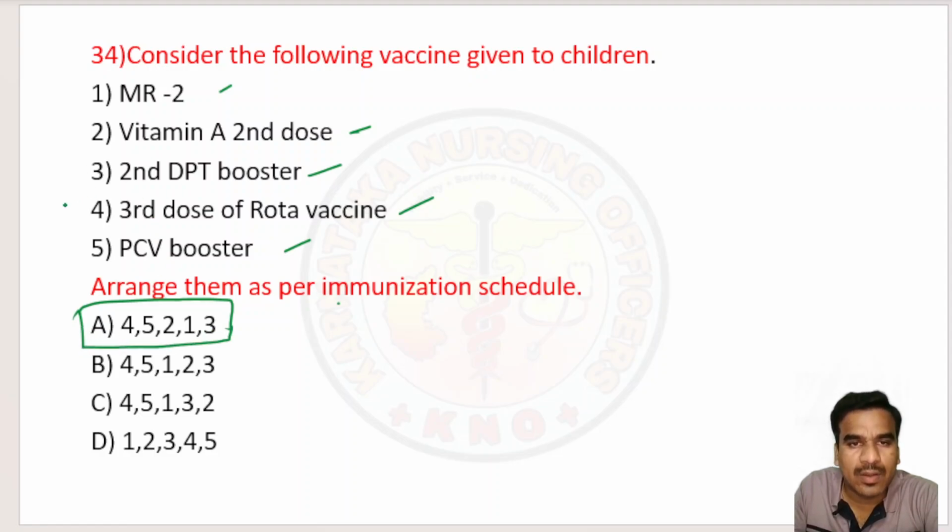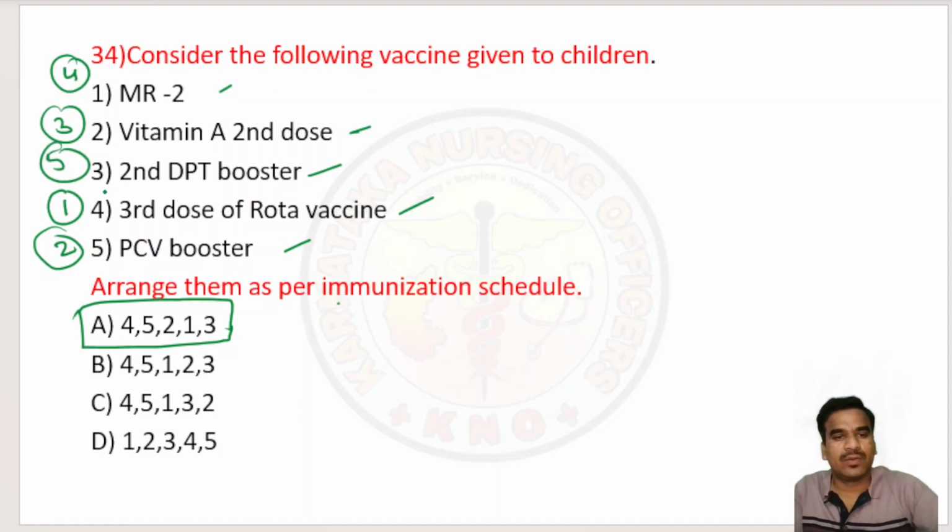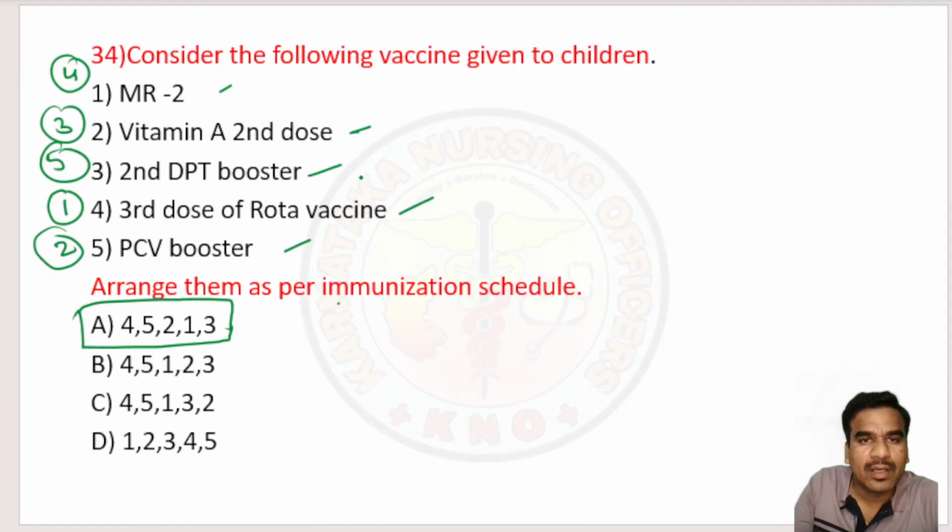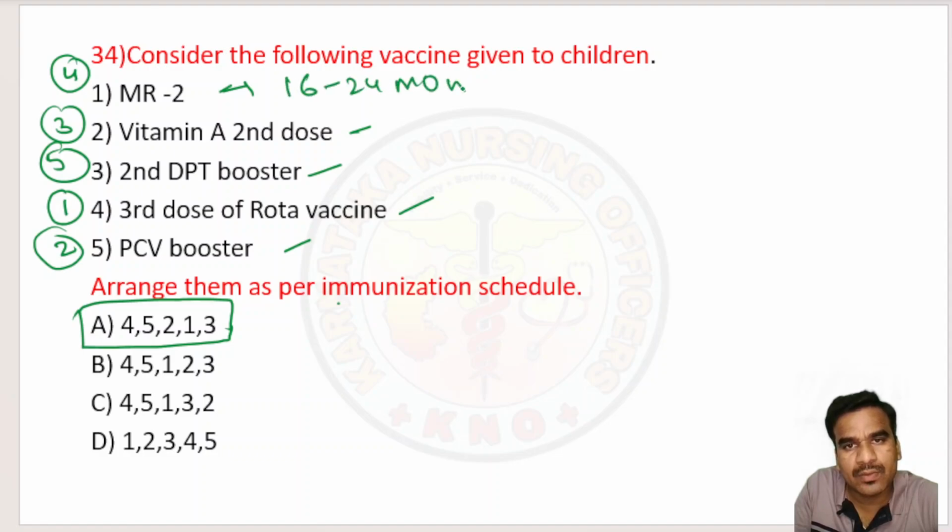So this is the 1, 2, then this is the 3, this is the 4, this is the 5. Okay, I will tell you. So the first one is MR. MR is given at the age of 16 to 24 months. And then vitamin A is given in the 15th month.